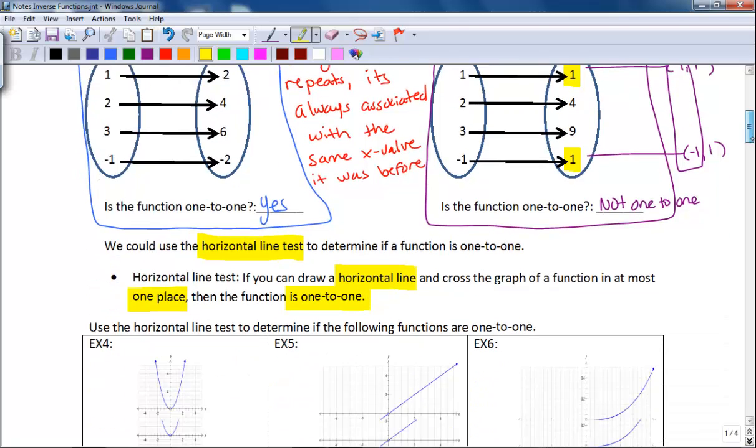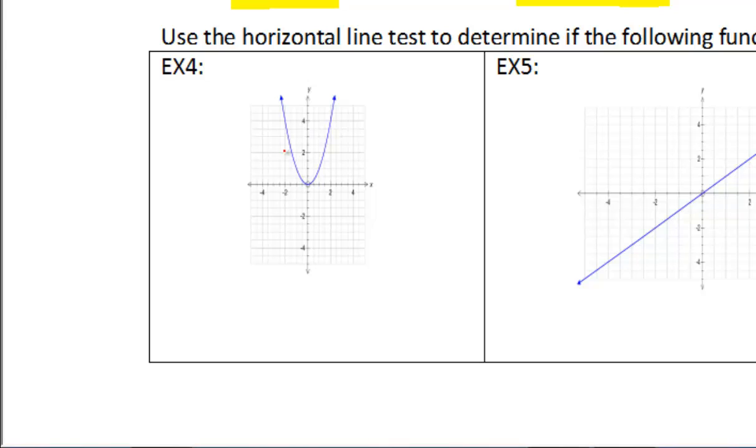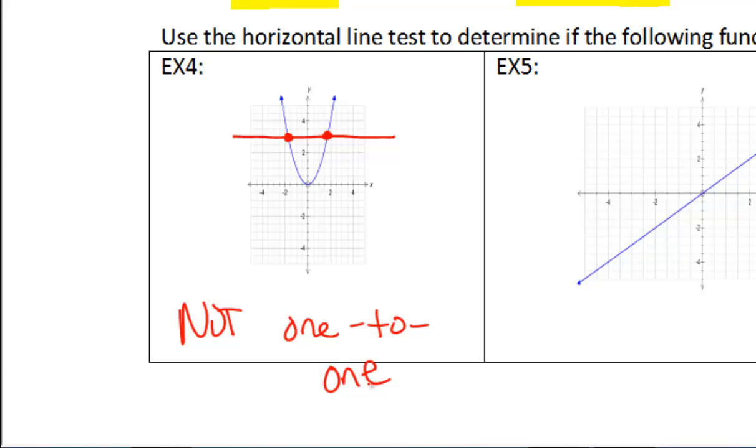So let's take a look at the following 3 functions, examples 4, 5, and 6, and determine if these functions are 1 to 1. Well, each one of these are functions. They would pass the vertical line test, but now we need to know, are they 1 to 1? Well, how do you determine that? You draw a horizontal line. So let's take a look here. Here, I intersected this function in 2 places. Because I intersected the function in 2 places, you can see that my y value of, let's call it 3, is associated with 2 different points, or 2 different x values. So this is not 1 to 1. It failed my horizontal line test.